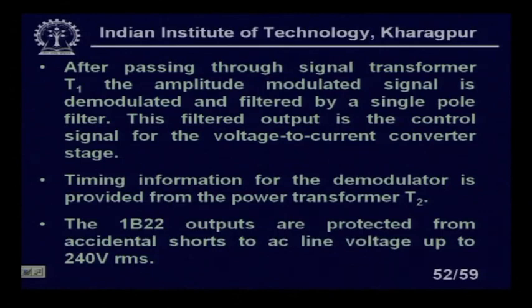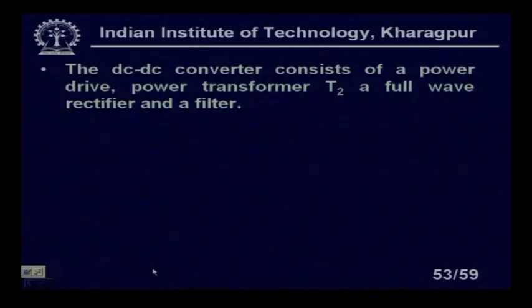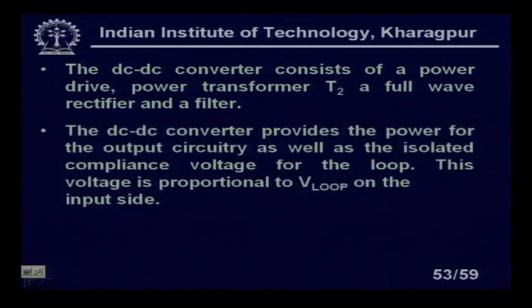The 1B22 outputs are protected from accidental short circuits to AC line voltage up to 240 volt RMS, that is already specified. Now, the DC to DC converter consists of a power drive, power transformer T2, a full wave rectifier and a filter, right. This DC to DC converter provides the power for the output circuitry as well as the isolated components voltage for the loop, and this voltage is proportional to V loop on the input side, right.